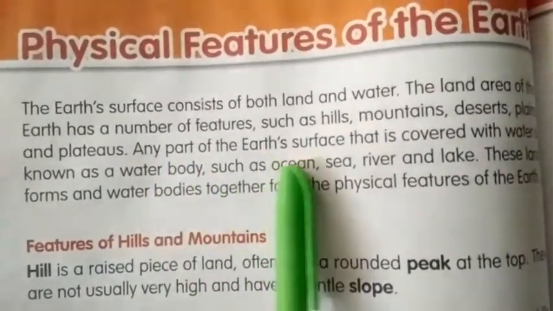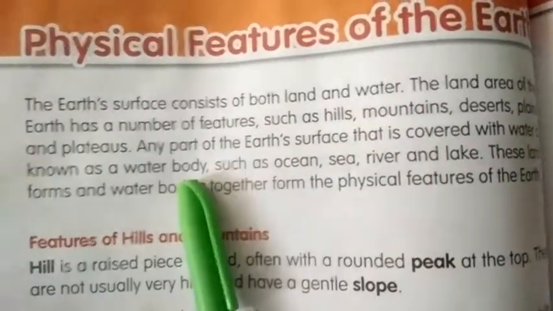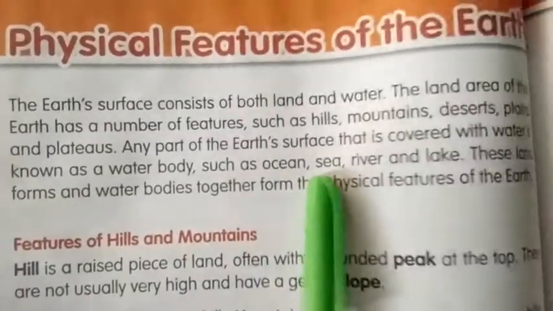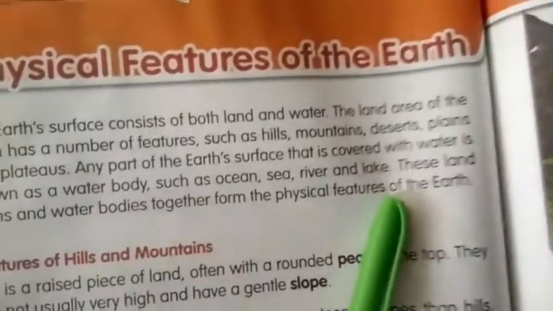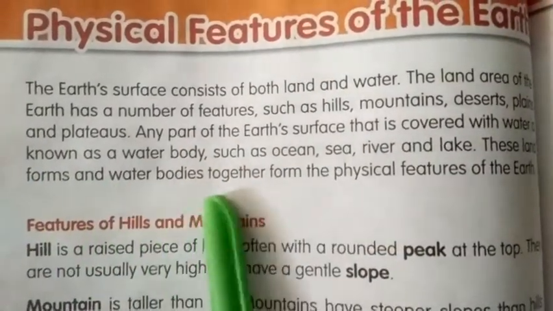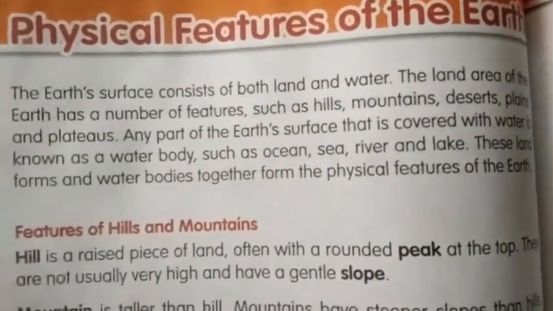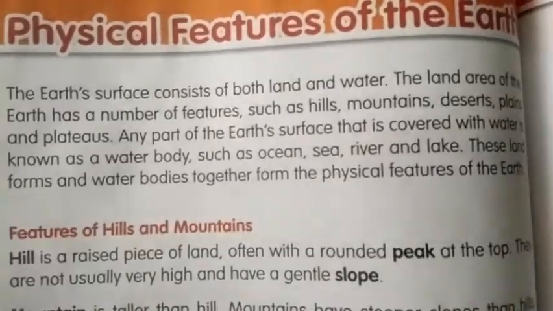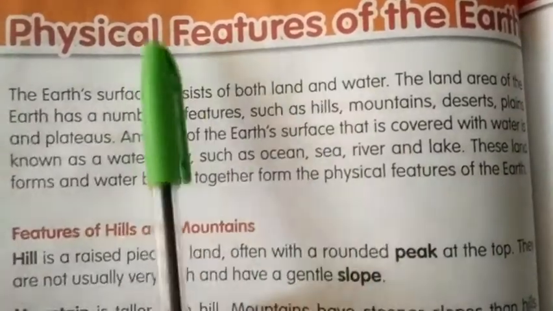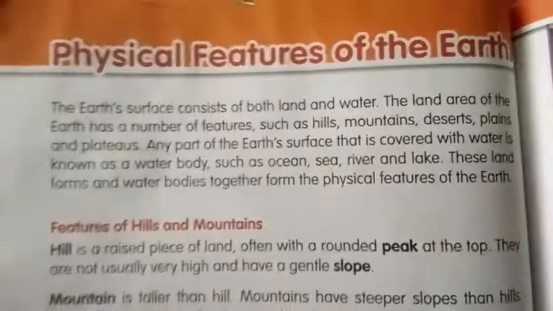Any part of the earth's surface that is covered with water is known as a water body, such as oceans, seas, rivers and lakes. These landforms and water bodies together form the physical features of the earth. Now we will read about the first two physical features of the earth.